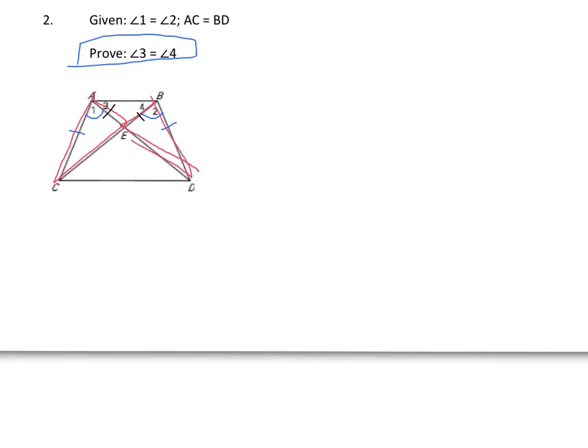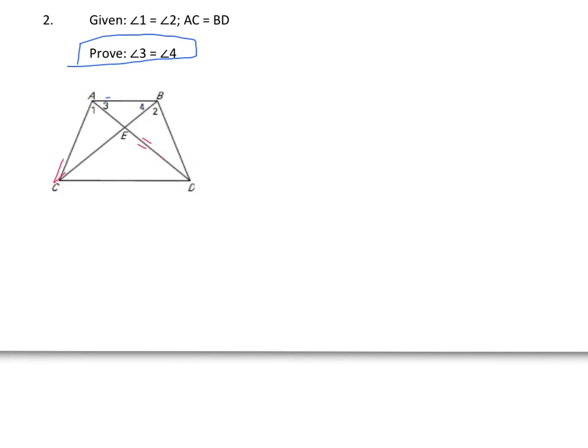And if we have that, then this triangle down here would be an isosceles triangle, and then we can say angle 3, if those two sides were equal, we could say 3 was equal to 4. Okay, so that's kind of our goal here.